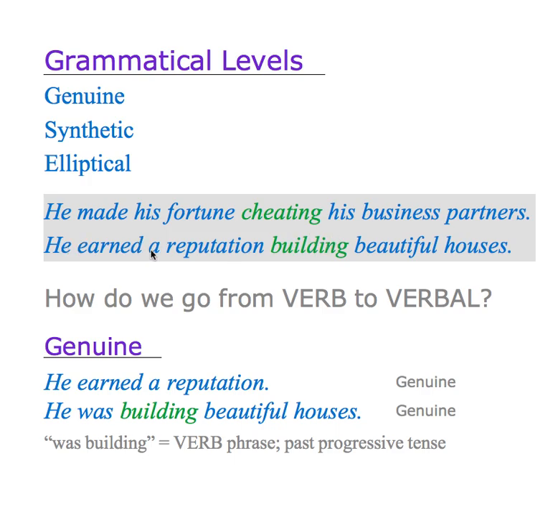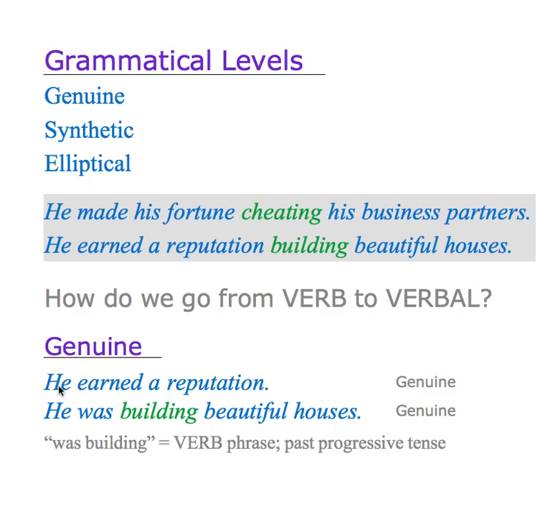He earned a reputation building beautiful houses. All right, how do we go from a verb to a verbal? In other words, how do we go from a regular verb to a verbal, a verb form that's acting as something other than a verb? Okay, that's the puzzle. So let's look at our levels. The levels that I use in my mind.